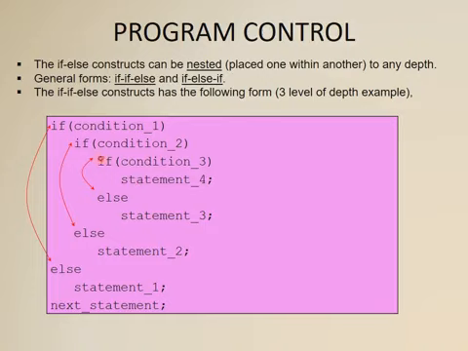If this condition is false, then it will go into its else part, and if condition 2 is false, then it will go into its else part. And if the original first condition is false, then it will go into its else part and the first statement will be executed. After execution of any of these three or four statements, it will go to the next statement. So it will skip some statements depending on whether the conditions are true or false in these if else statements.